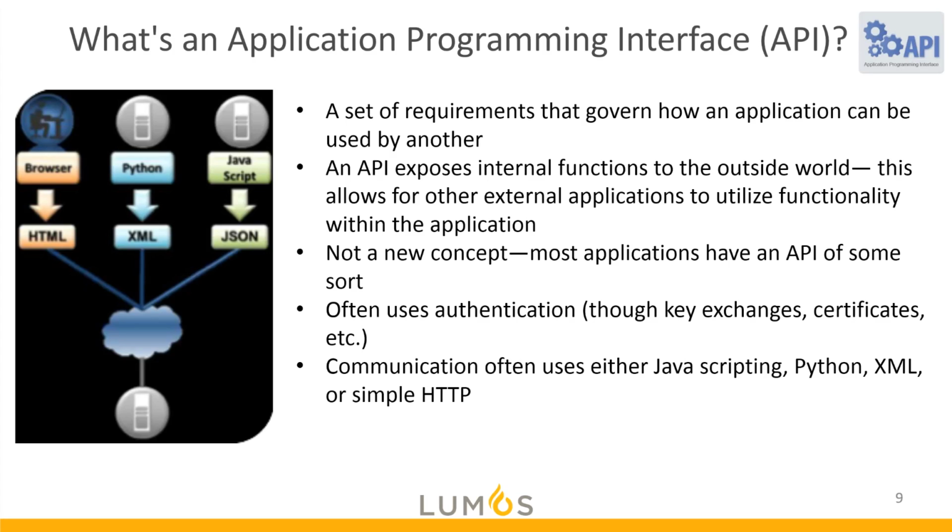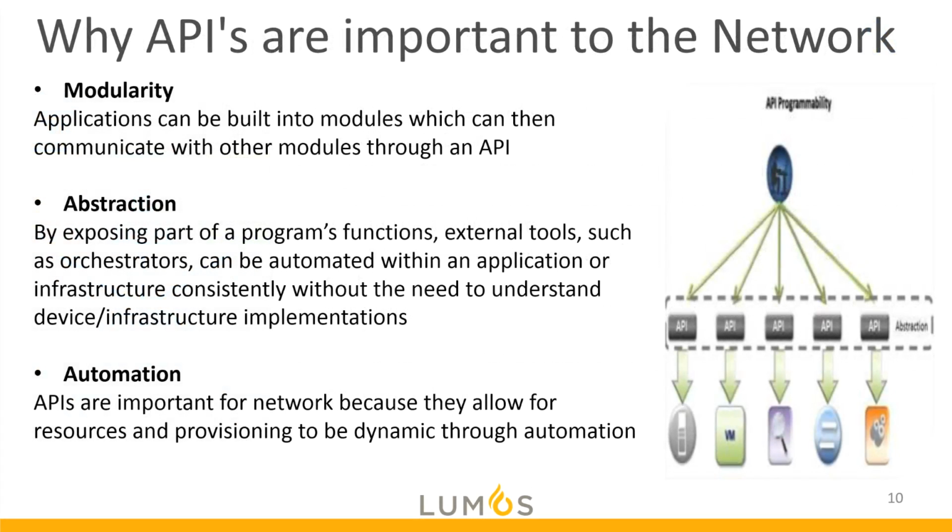So why are APIs important to the network? Well, one, for modularity. Applications can be built into smaller sub-modules that can then communicate with other modules through an API. And we can build these kinds of libraries of interdependencies, right? And not even just interdependencies, but I can call on a module to execute SSH to a device when I need it, without having to rewrite the code for SSH and Paramiko every single time I need it. I can just call on the function, the module, okay?